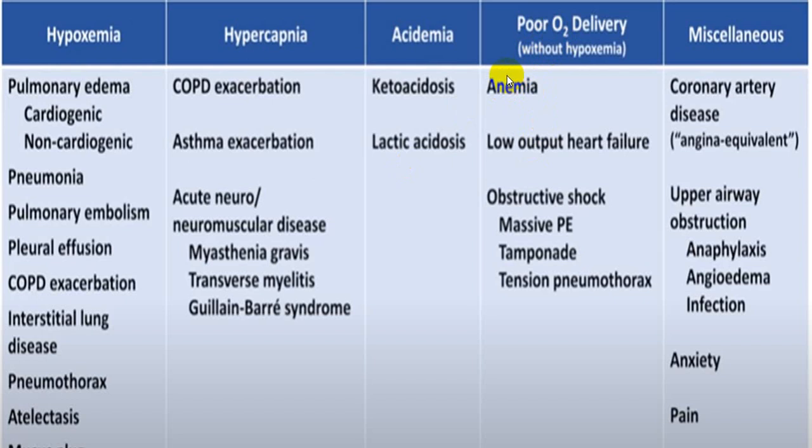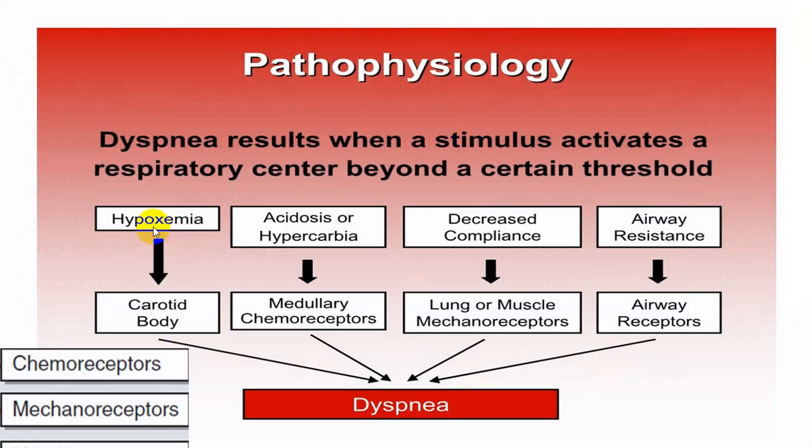Poor oxygen delivery can be there. Classical examples will be anemia or low output heart failure, massive pulmonary embolism, cardiac tamponade, tension pneumothorax, where there will be less hypoxia, but oxygen delivery will be poor. Also, you can put here poor oxygen delivery in case of methemoglobinemia, sulfhemoglobinemia, and carboxyhemoglobin. And this will be the miscellaneous group where multiple etiological factors may be working. So, hypoxia, acidosis or hypercarbia, decreased compliance or airway resistance. Hypoxia will stimulate the carotid body.